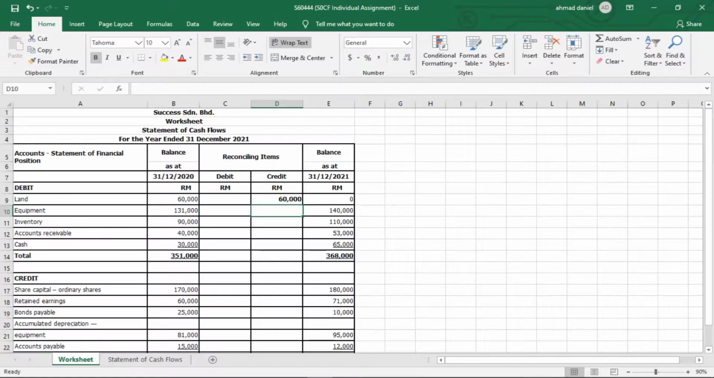Equipment, the ending balance is larger than the beginning balance, so we put it at the debit side, which is 140,000 minus 131,000. Inventory also.